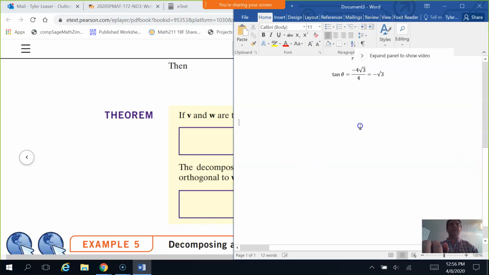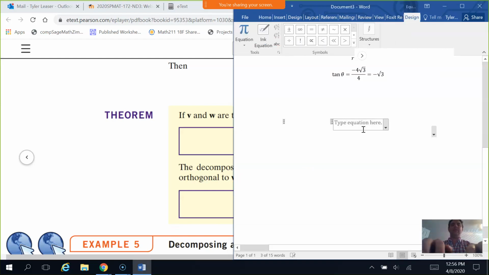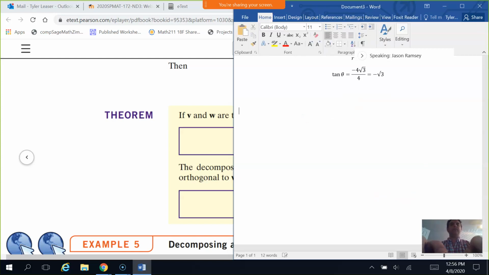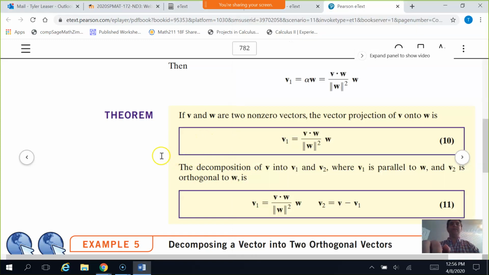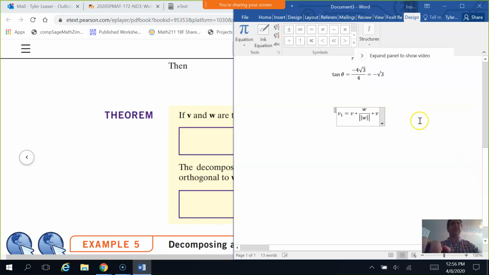All right, so let me write out the formula here. It's going to be V1. Oh, wrong button. It's all right. I'll just do it without making stuff bold. So V1 is going to be equal to the dot product divided by the magnitude of W, all of that times W, not V, because we want it in the direction of W. And this dot product should be up top.